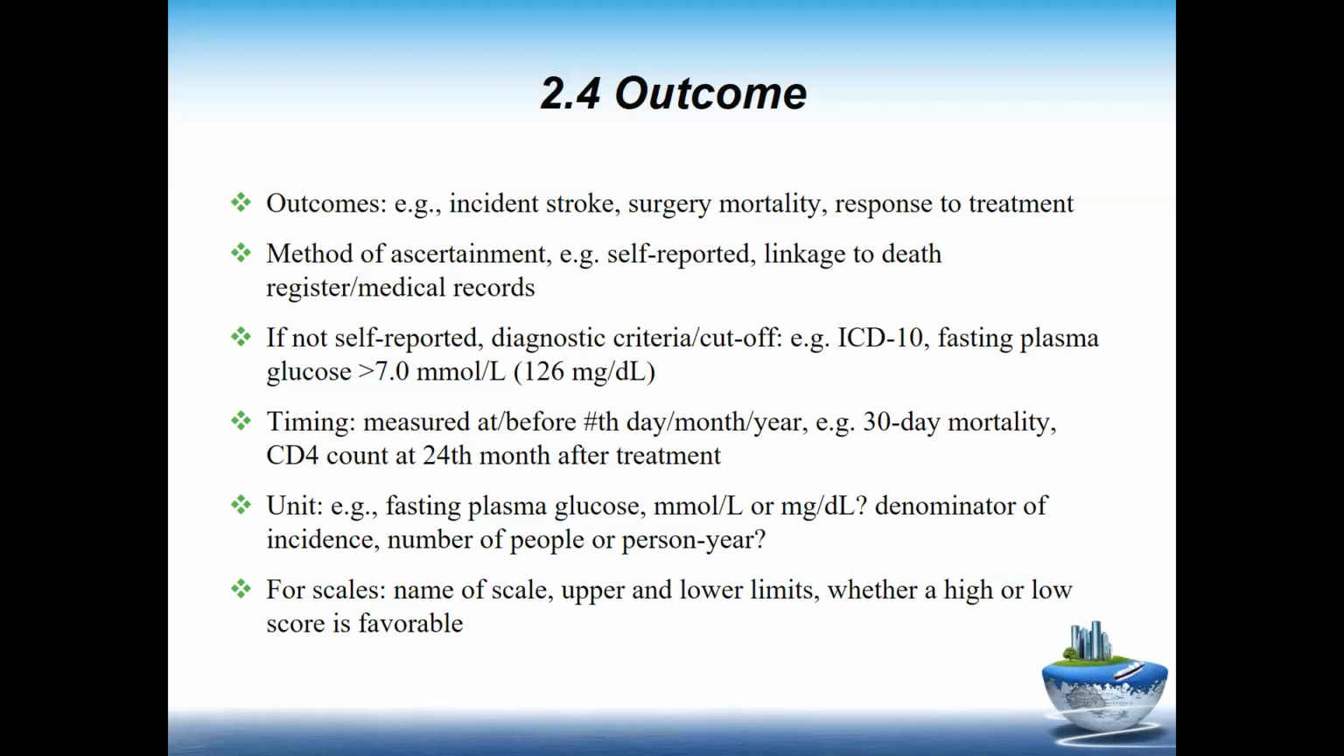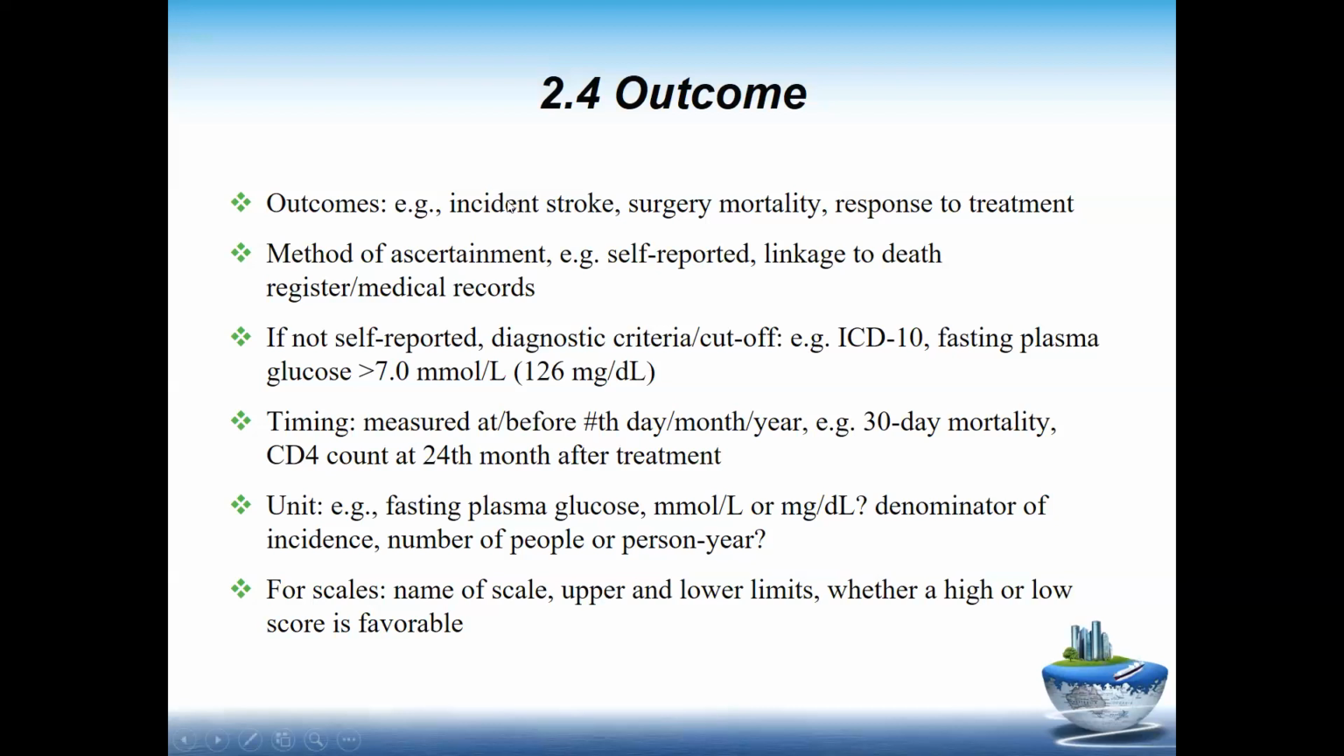You need to consider these issues mainly because they are related to the accuracy of information. If you don't write this information down, maybe it will be difficult for you to determine whether the data is accurate or not, whether the data is comparable to other studies or not. Okay, first thing is the name of the outcome.